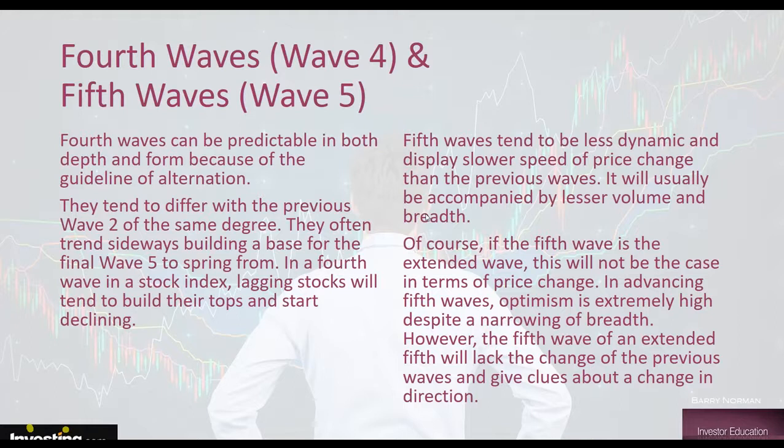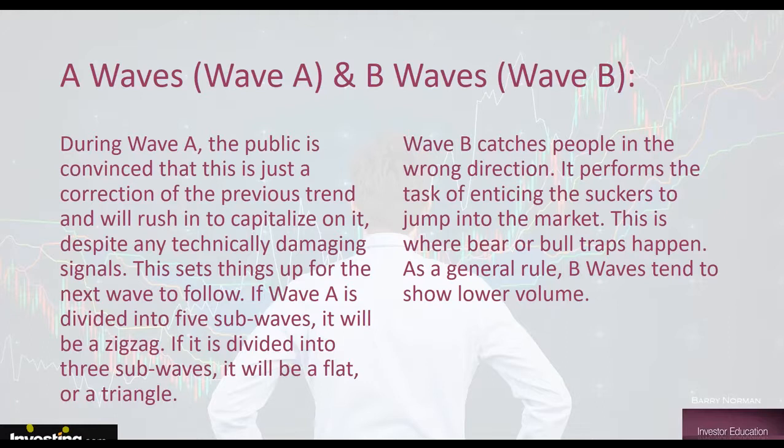They often trend sideways because it is the base for the final wave 5 to spring from. In a fourth wave in a stock index, lagging stocks will tend to build their tops and start declining. Fifth waves tend to be less dramatic.